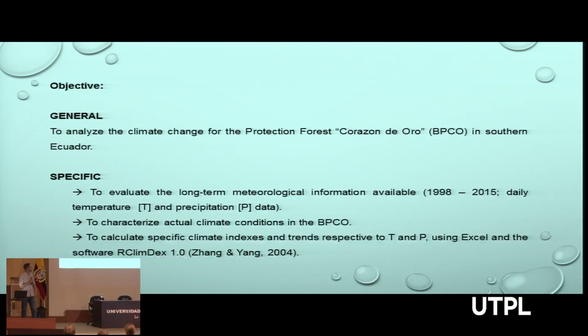It is in Southern Ecuador. For this, we first evaluate the available station data in the zone. Then we characterized the actual climate in the zone. And finally, we calculated some trends or climate indexes with respect to temperature and precipitation using Excel and the software Climatex 1.0, which permits the calculation of different climate indexes.